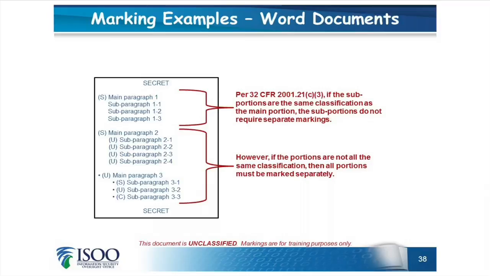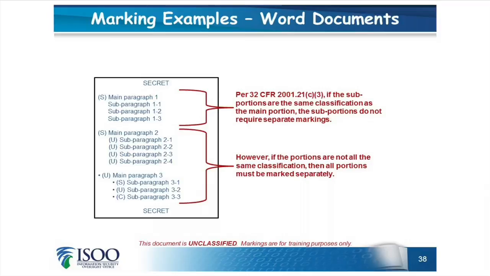In this example, I want to demonstrate the options available for portion marking. This was a change with 32 CFR 2001 in 2010 and is meant to make portion marking slightly easier on the user. In the first paragraph example, it is implied that the subparagraphs are the same classification as the main paragraph, so you do not have to portion mark each subparagraph. In the other examples, at least one of the subparagraphs is a different classification from the main paragraph.